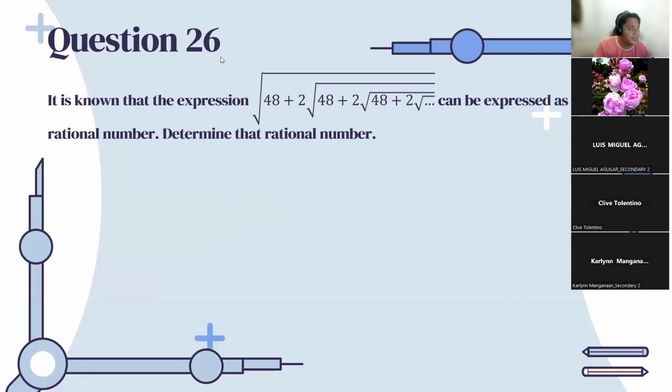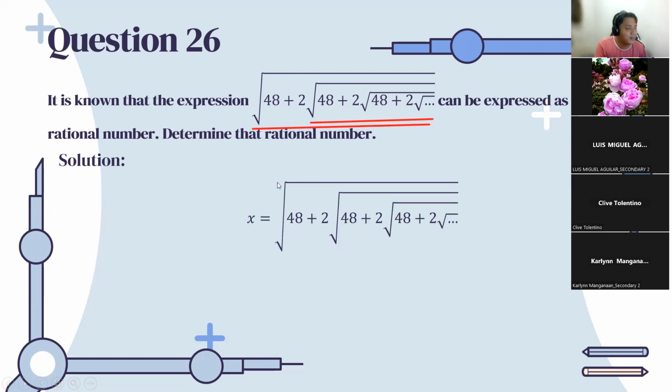Number 26. It is known that the expression square root of 48 plus 2 square root of 48 plus 2 square root of 48 plus 2 and so on can be expressed as a rational number. Determine that rational number. As I read the problem, you may have noticed that this part right here is just the same as this part right here. So if I let x be the whole expression, then this part right here will just be x, which will give us x is equal to square root of 48 plus 2x.